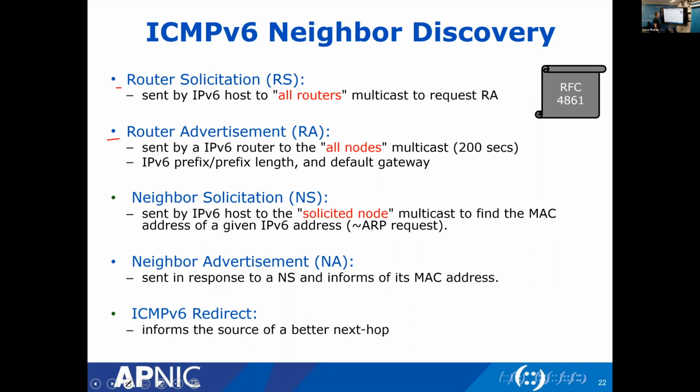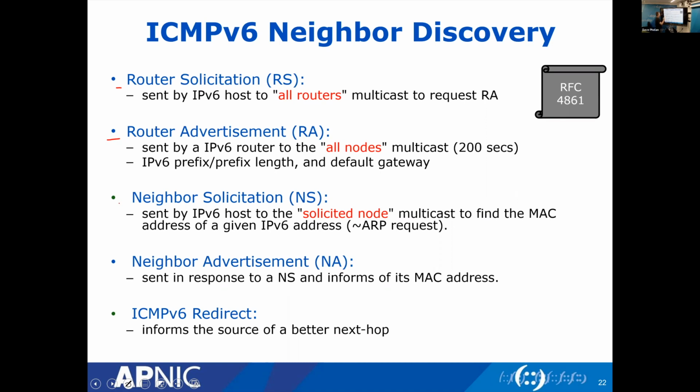Conversely, we have the router advertisement or RA. So that's sent out every 200 seconds, give or take, to the all nodes multicast group saying, hey, here I am. Here's my IPv6 prefix and prefix length and a default gateway.